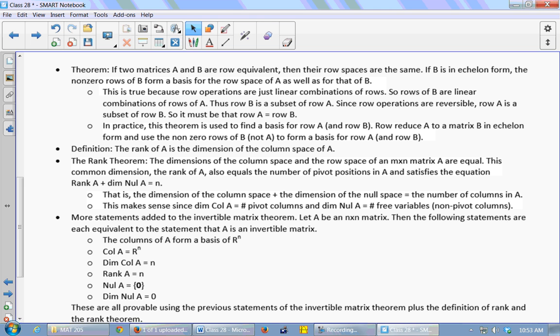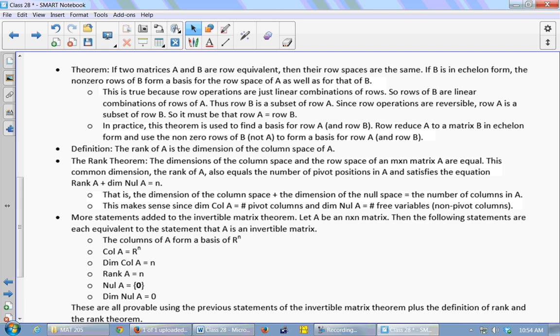Right? So if I say that B lives entirely inside A and A lives entirely inside B, they must be exactly the same size. That's the basis of the proof. So in practice, we use this theorem to find a basis for the row space of A, and we're also finding a basis for the row space of B at the same time. You row reduce A to a matrix B in echelon form, use the non-zero rows of B, not of A, to form a basis for the row space of A, and it also is a basis for the row space of B.